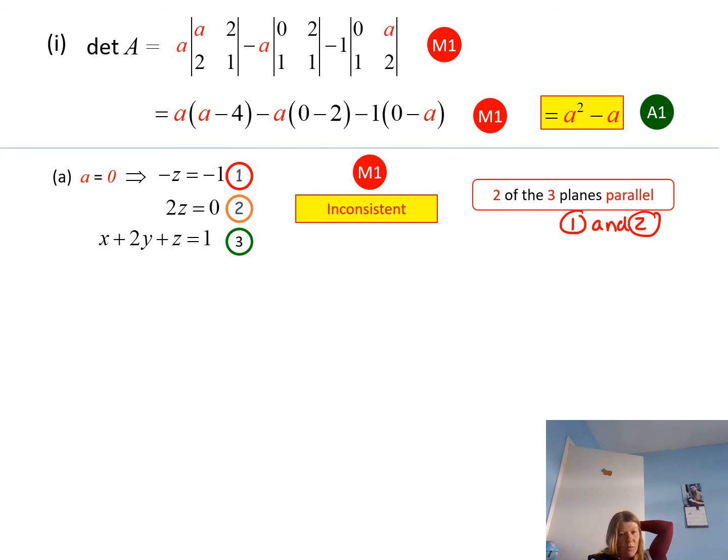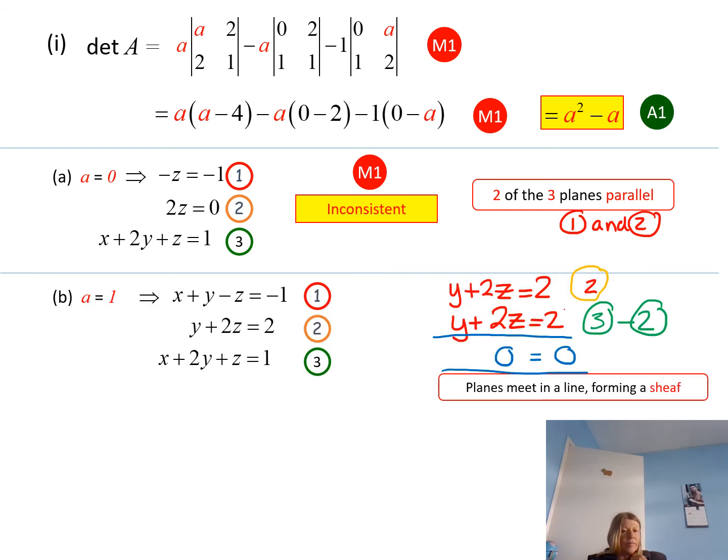So part B, when a was 0, you see the determinant will be 0, so there's not going to be a unique solution. Put 0 into your equation, you end up with those three things. Hopefully you can see equations 1 and 2 are parallel of each other because you've just got z, nothing else. So planes 1 and 2 are parallel. So 2 of the 3 planes are parallel, full stop. So they're inconsistent as well if you tried to solve them.